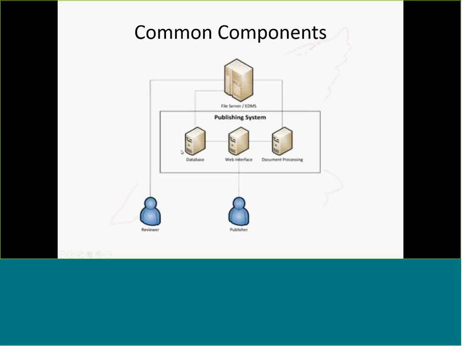And then all of these, especially the database and the document processing, go back to your file server. This could be as simple as just a Windows network, or it could be a full EDMS, electronic document management system, that stores all the documents and provides the reviewer with a place to go to look at the submissions. Now the publisher, while publishing, doesn't usually directly access the file server. It's done through the publishing system.